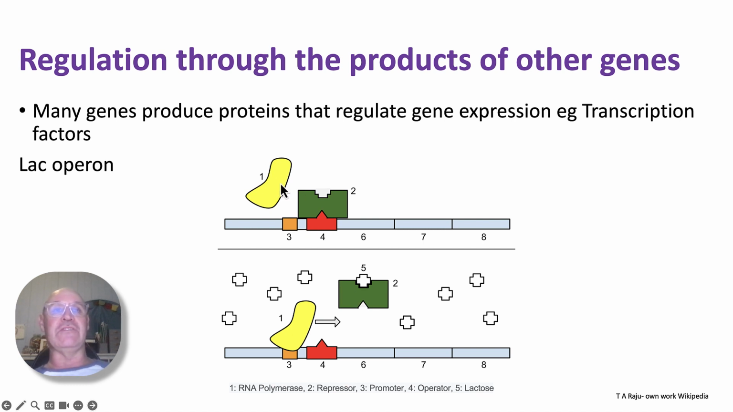Okay, so this yellow thing here, this is RNA polymerase. So as you can see, when there's no, this stuff here is lactose.